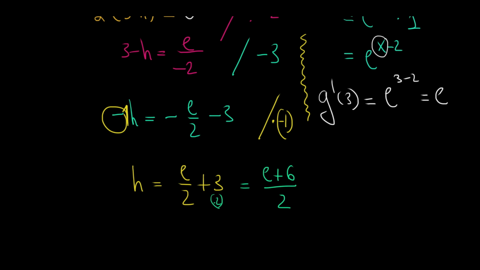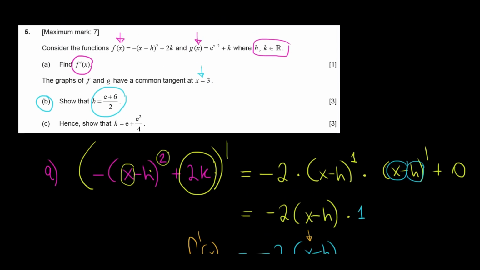Is this the answer they were looking for? It says e plus 6 over 2, so yes, we did it right. Good for us. Question C. Show that k equals e plus e squared over 4.